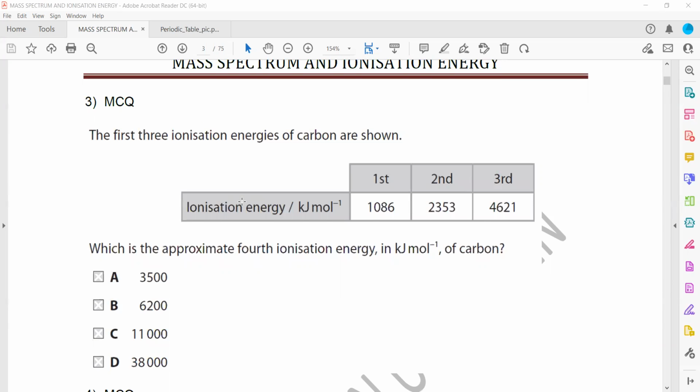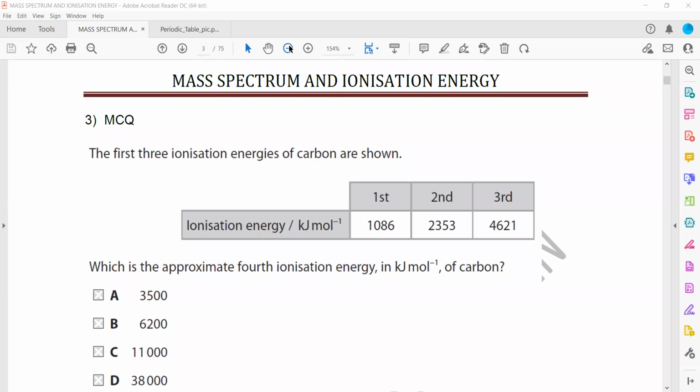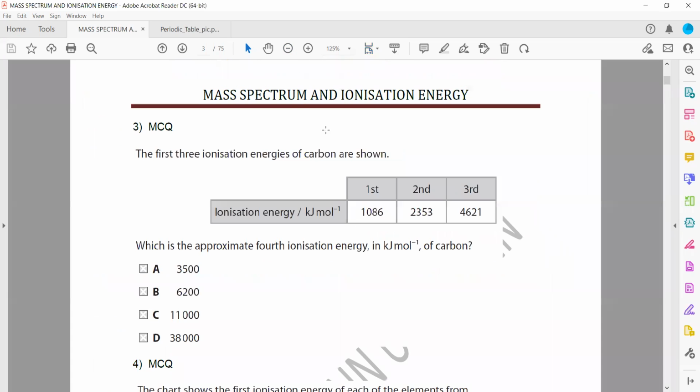Then question 3: the first 3 ionization energies of carbon are shown. What is the approximate 4th ionization energy? The best way to understand ionization is to write the electronic configuration. So carbon is 6 and 12. So it is 1s2, 2s2, 2p2.